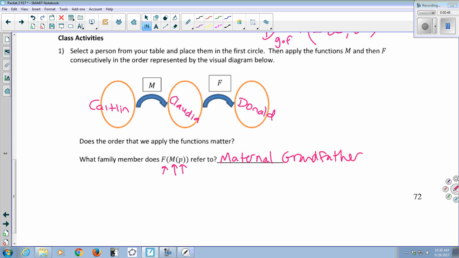And I sort of jumped over the order. We saw in the demo that the order that you compose two functions does matter. But let's say I switched these. Let's say we did F and then M. So if we start with me, Caitlin, my father is Paul, and Paul's mother is Betty. So yes, very different result when you change the order there.